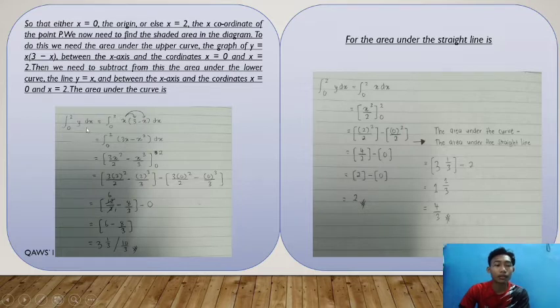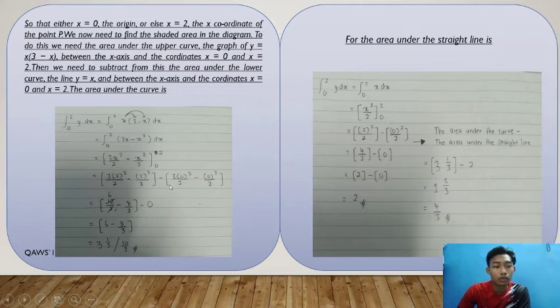The area under the curve is the integration from 0 to 2 of y dx, equal to the integration from 0 to 2 of x(3 - x) dx, so we get the integral of (3x - x²) dx. We integrate it, so we get 3x²/2 minus x³/3. So we get 3(2)²/2 minus (2)³/3, minus 3(0)²/2 minus (0)³/3.